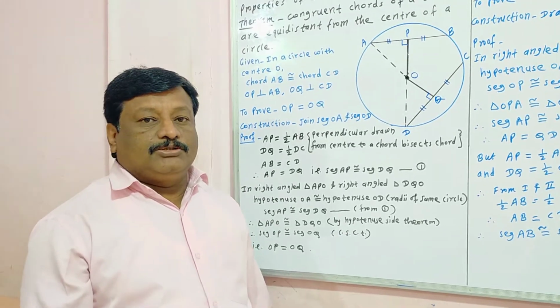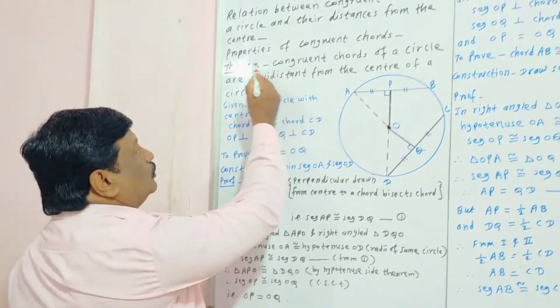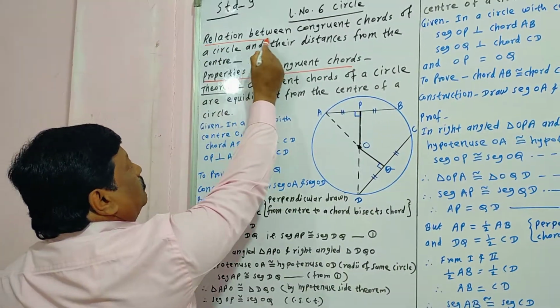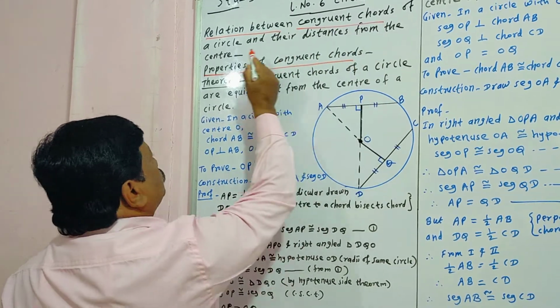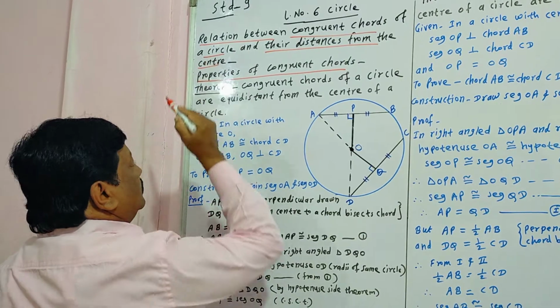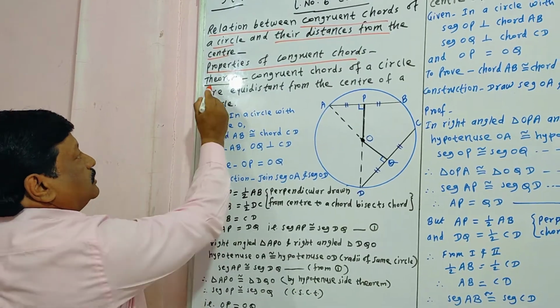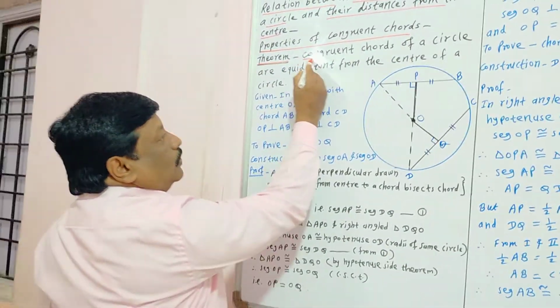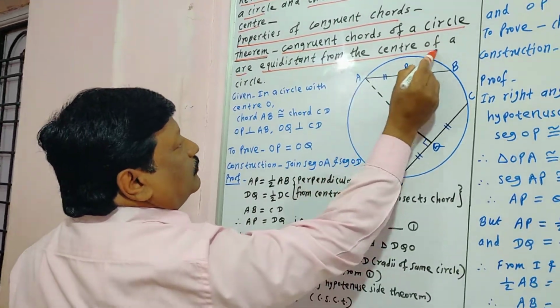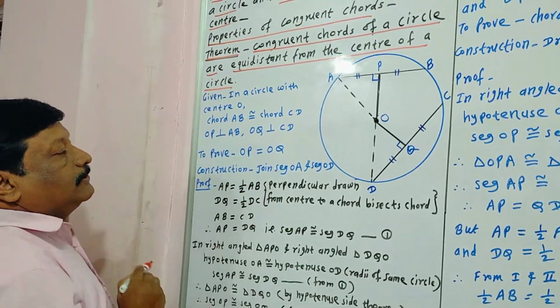Now we will see properties of congruent chords. A relation between congruent chords of a circle and their distances from the center. First theorem: congruent chords of a circle are equidistant from the center of the circle.